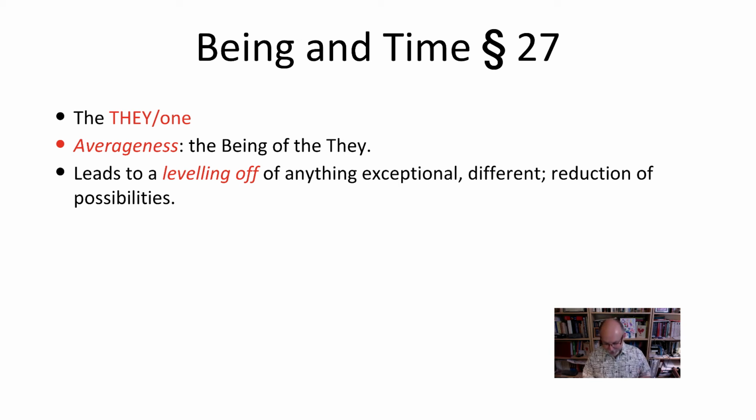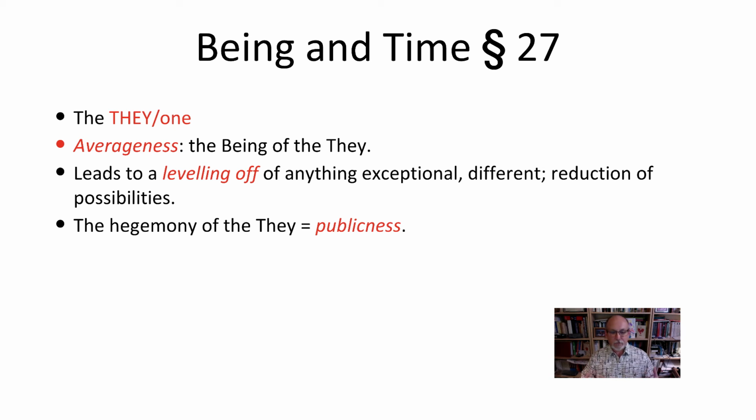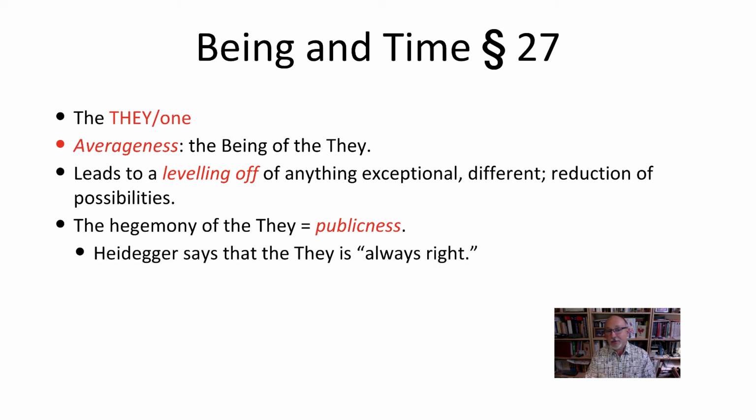So Heidegger thinks that the kind of choices and actions we make get leveled off into a kind of average mediocrity. And he thinks it's not a personal failing on our part. It's just that it is our default mode as Dasein in the world. He talks about this hegemony of the they. The hegemony is the ruling power of the they. He calls that publicness. We are public selves. We are what we're willing to go out in public with ourselves. And he says that the they is always right, because who else are you going to check with?